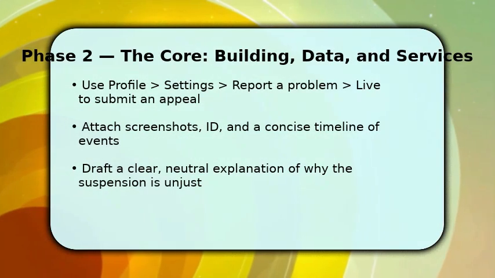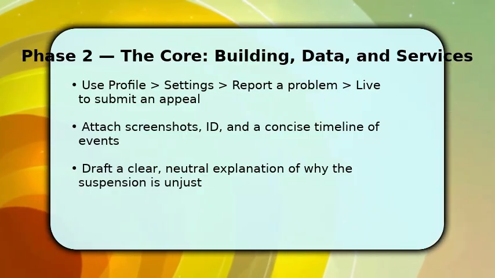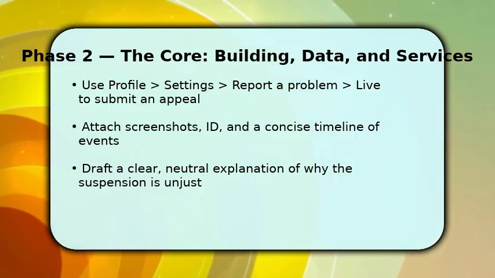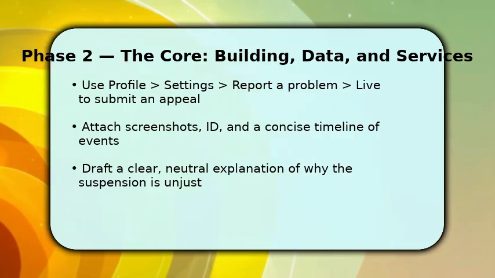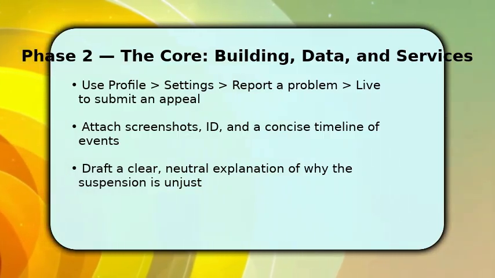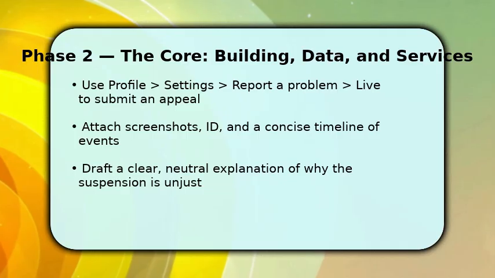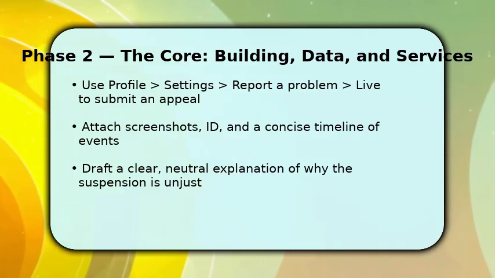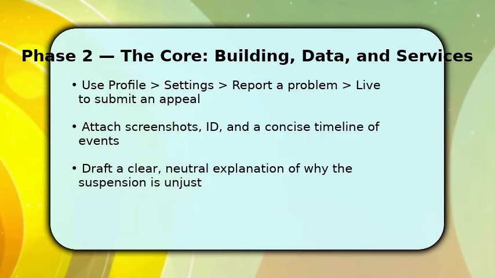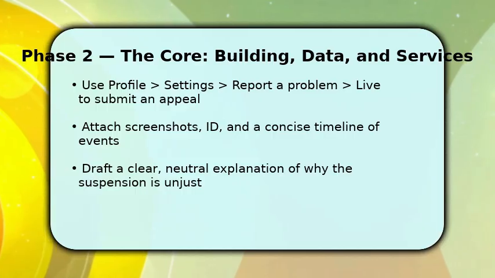You now craft a formal appeal through Report a Problem focused on live, choose the precise category and attach those screenshots and your ID. Explain clearly, in neutral language, what happened and why your content complied with community guidelines. Include a concise timeline of events and links to the affected videos. Once submitted, note the ticket ID and expected response time.